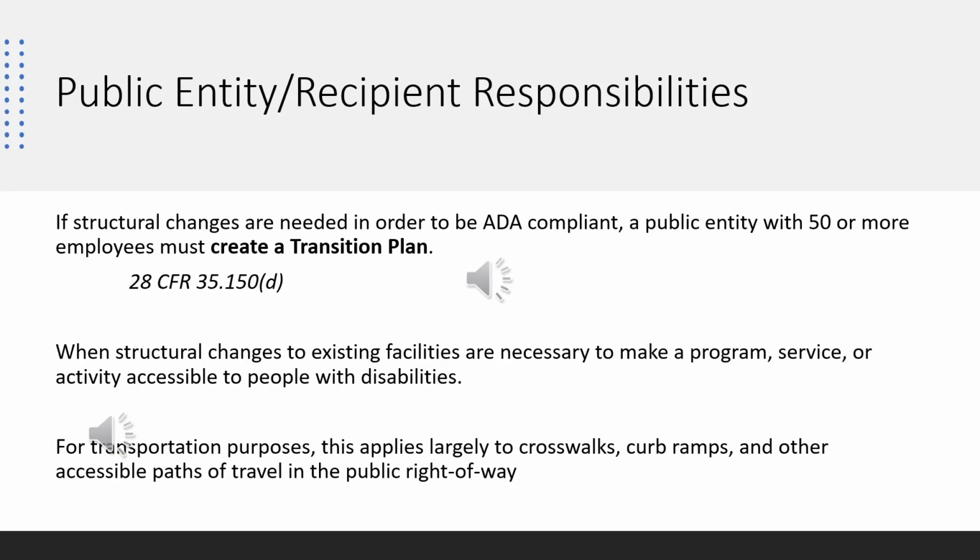If structural changes are needed in order to make existing facilities ADA compliant, a public entity with 50 or more employees must create an ADA transition plan. For transportation purposes, we would expect to see items like crosswalks, curb ramps, and other accessible paths of travel in the public right-of-way contained in the ADA transition plan.